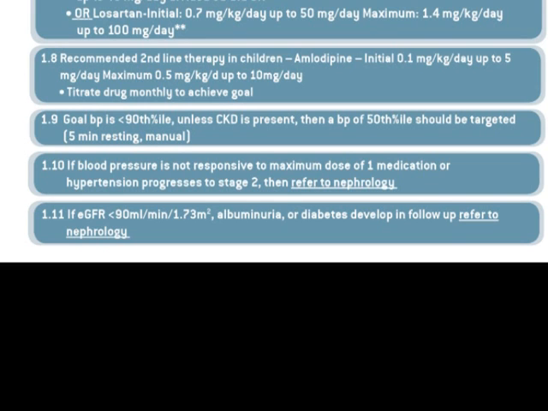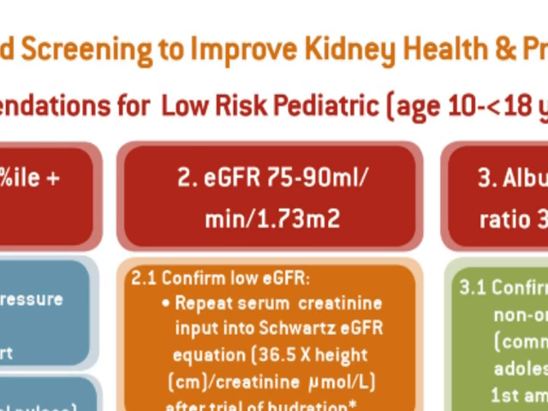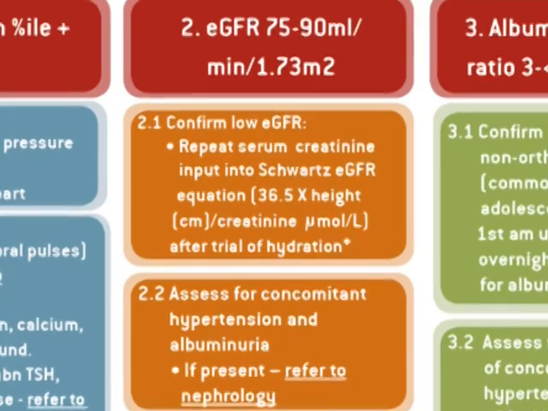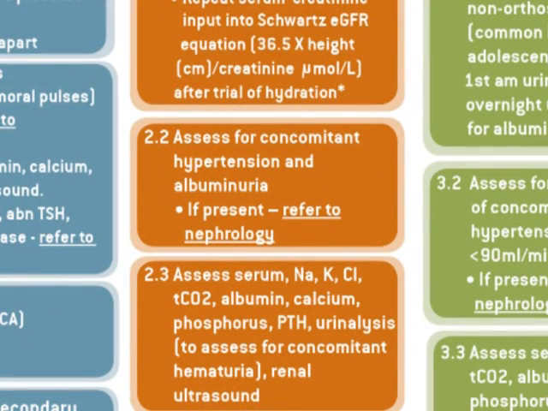Okay, so we'll now move on to the eGFR category. So again, those patients with an eGFR between 75 and 90 will be considered low risk. The first recommendation is to repeat the serum creatinine after a period of hydration to ensure that it wasn't a transient finding. And again, to remember to input the creatinine into the Schwartz formula to determine the eGFR. We also recommend assessing for hypertension and albuminuria. If they are also present, then we would recommend referral to nephrology.